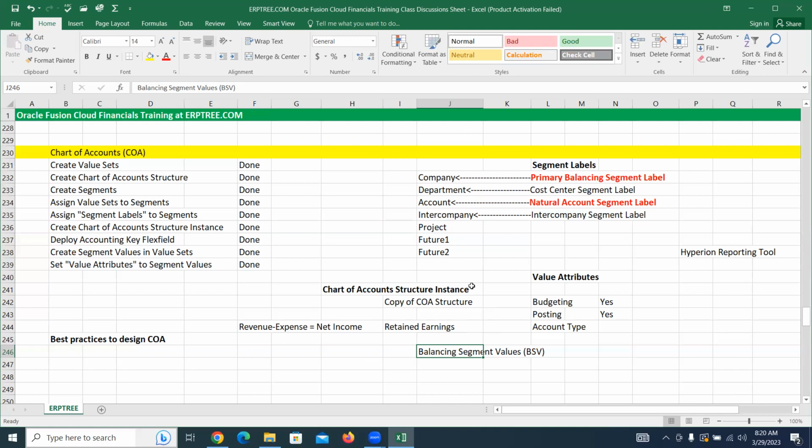What does balancing segment mean? To which segment you assigned the primary balancing segment label, that segment is the balancing segment. It could be anything. 99% company. Sometimes it can be something else. To which segment we are assigning the primary balancing segment label, that segment we call a balancing segment. That segment related values we call balancing segment values. If I assign the primary balancing segment label to department, now you tell me what do you call department, and the department values, how do you call them?